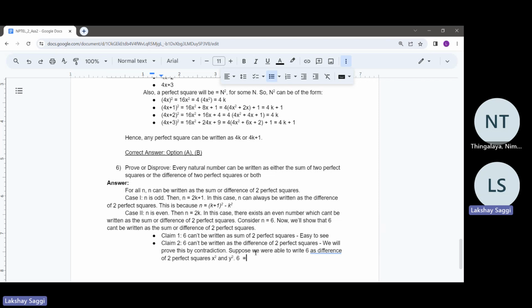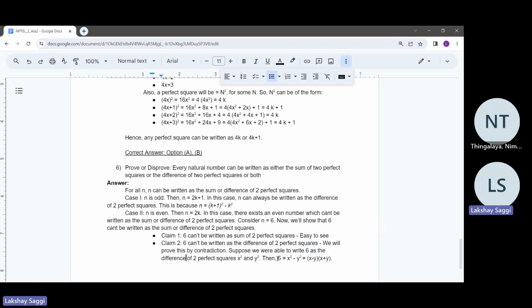Then what can I say? Then 6 is equal to x square minus y square. But this x square minus y square can be written using the a square minus b square identity we already know. It can be written as x minus y times x plus y. Note that x was an integer, y was an integer. So this x minus y will also be an integer, and this x plus y will also be an integer, right?